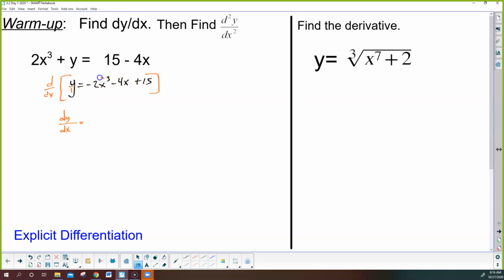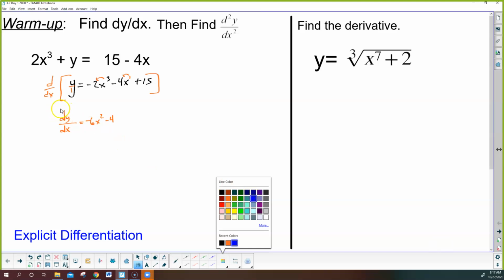And then if I take the derivative of each piece here, the power rule, 3 times -2. We take 1 away in the exponent. Technically, there's a 1 here. This comes down and multiplies by the -4. And I get x to the 0, which is 1, so we don't write that. And the derivative of a constant is 0. So here's the first derivative of the function.